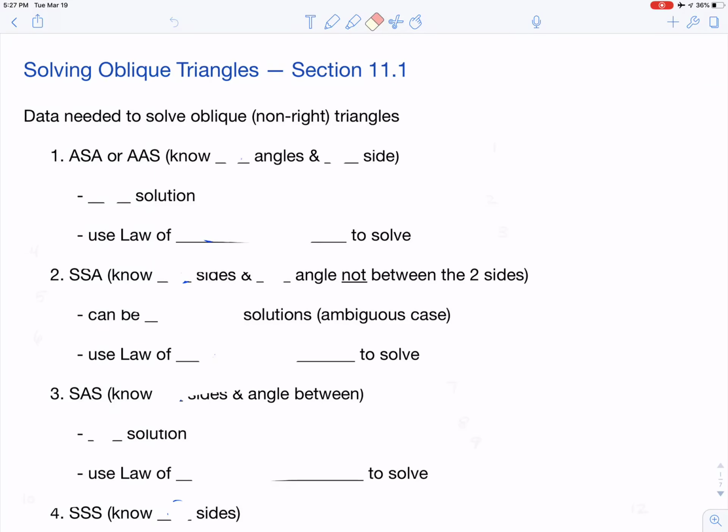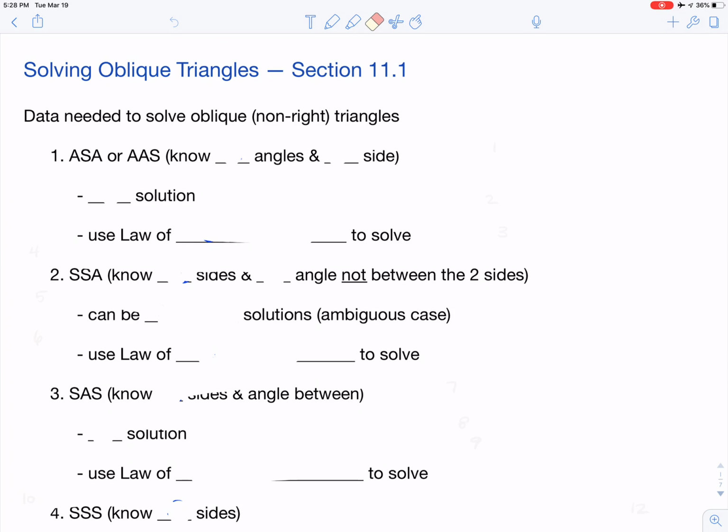Hey folks, this is an introduction to being able to solve oblique triangles. So the first thing I want to do is just run through with you the kind of data that you need to be able to solve oblique triangles. And for the record, oblique just simply means that it's not a right triangle. So I'm solving triangles that are not right triangles necessarily. We did right triangle solving back in an early chapter, and now we're going to be doing non-right triangle solving.